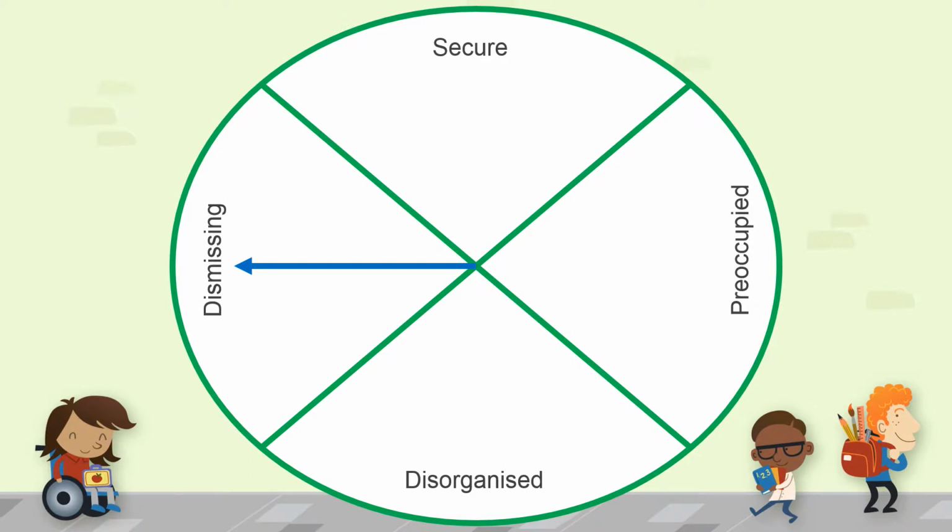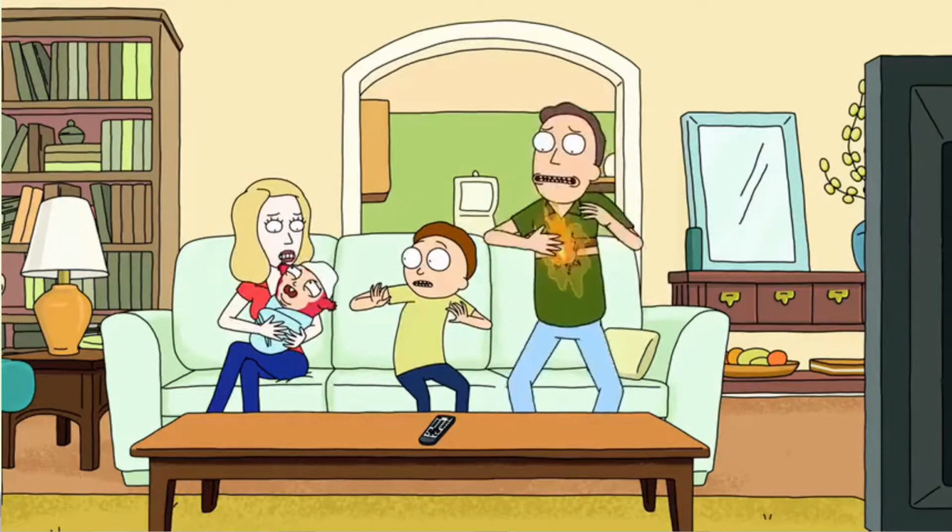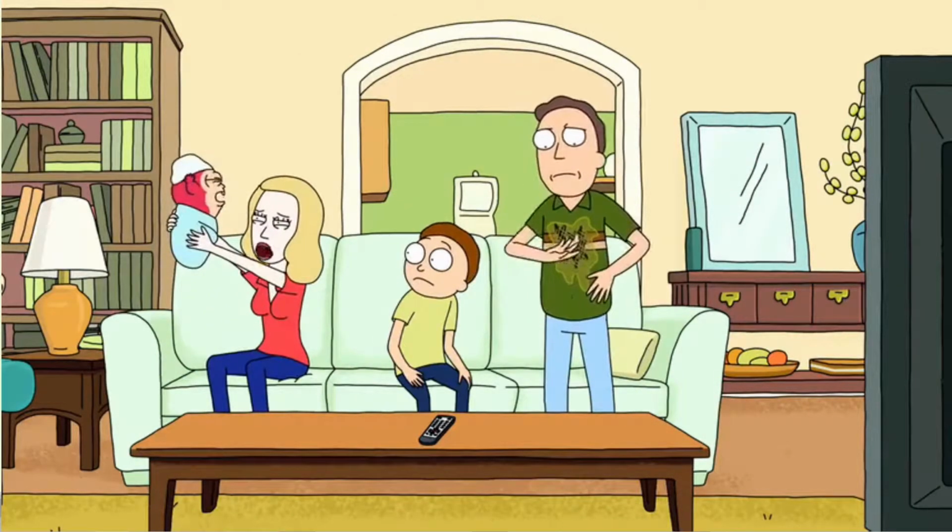Babies that develop a dismissive attachment style are those that get fed, but only if they shut up. Crying doesn't get them fed, it only gets them ignored more. Listen to me. I am not rewarding this behavior. No.